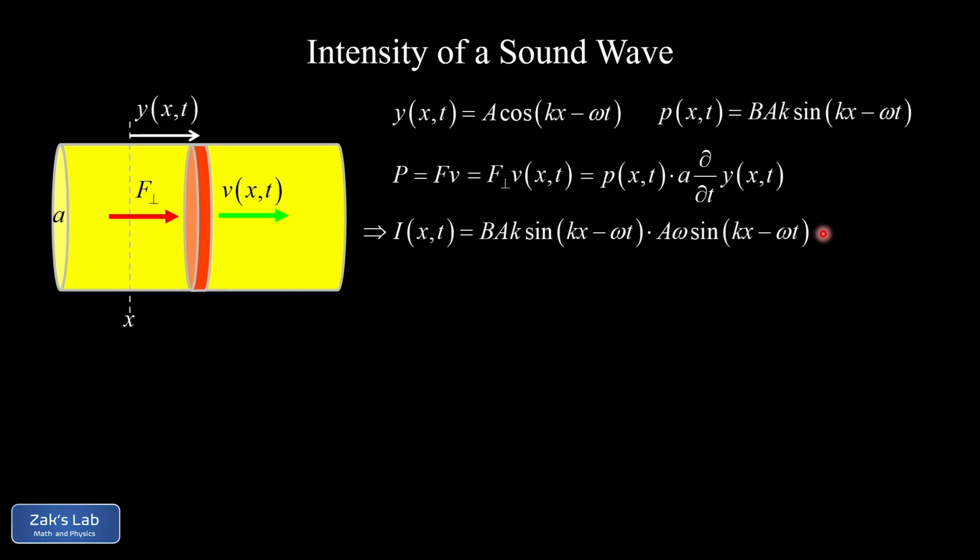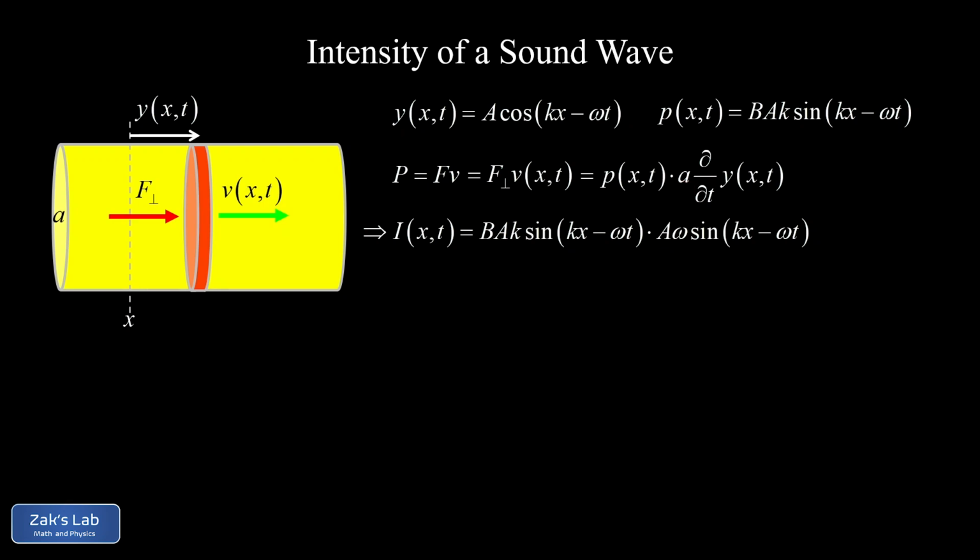So I did a lot all at once here, but I see over on the right-hand side an a omega sine kx minus omega t. That's that time derivative. And on the left, I see that pressure function as a function of x and t. And what I did at the same time is divide both sides by that little a. That gives me power divided by area, which is intensity. So we immediately have an expression for the intensity as a function of position and time.